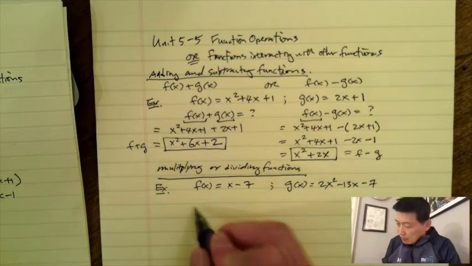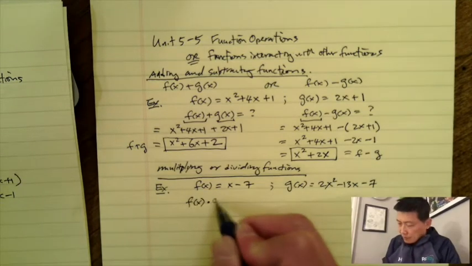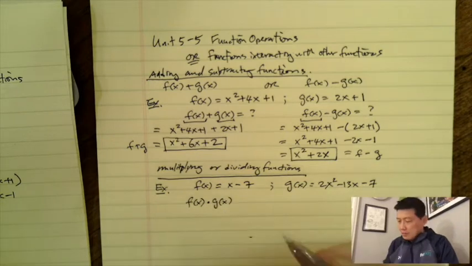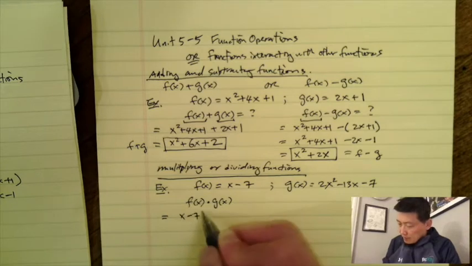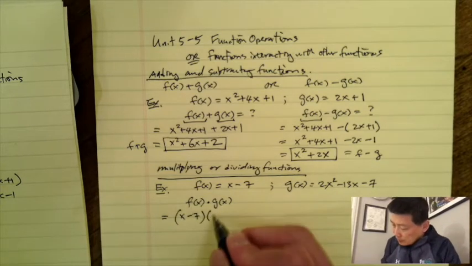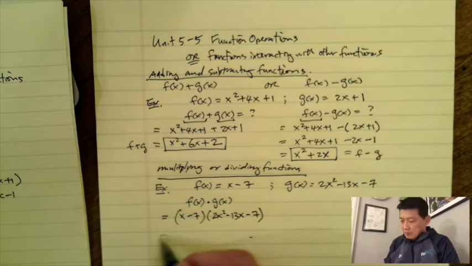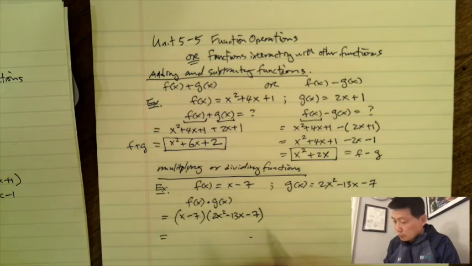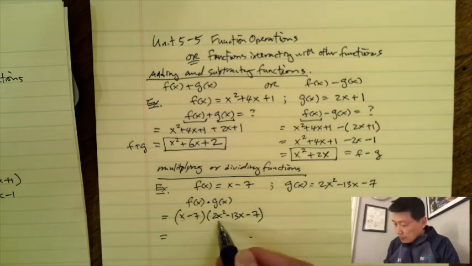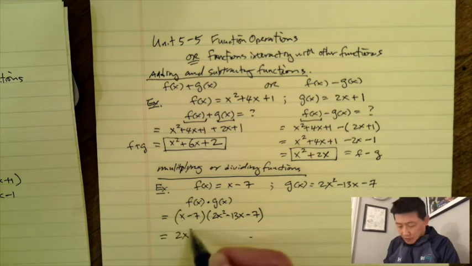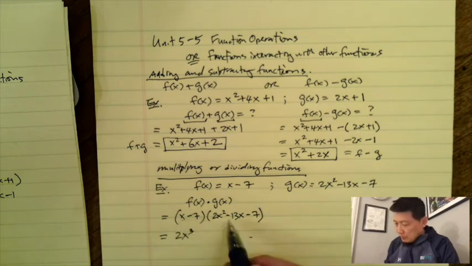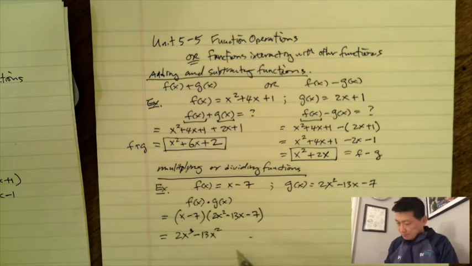Okay, so f of x times g of x is equal to, so straightforwardly, x minus 7, that's f of x, and g of x is 2x squared minus 13x minus 7. And so then you do distribution of terms and you multiply each term. So x times 2x squared is 2x cubed. X times negative 13x is negative 13x squared.